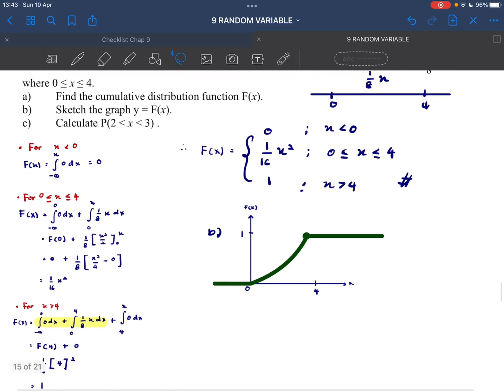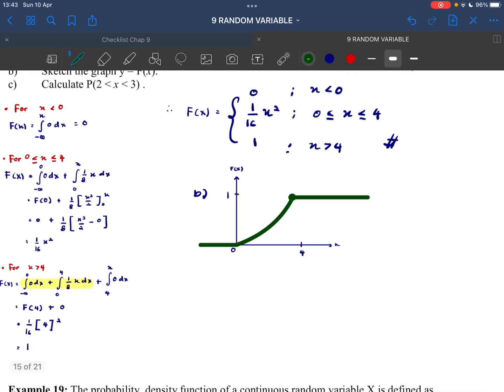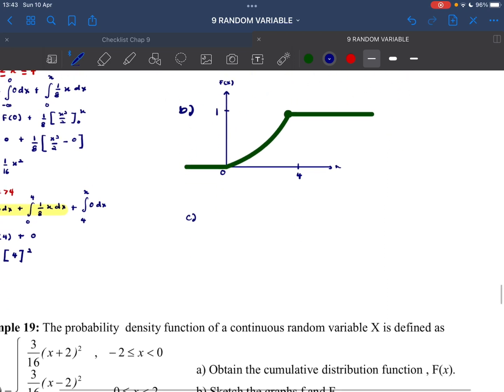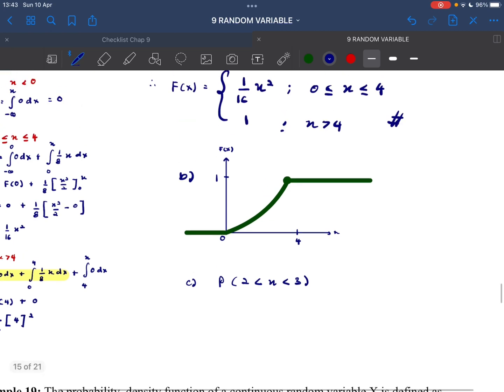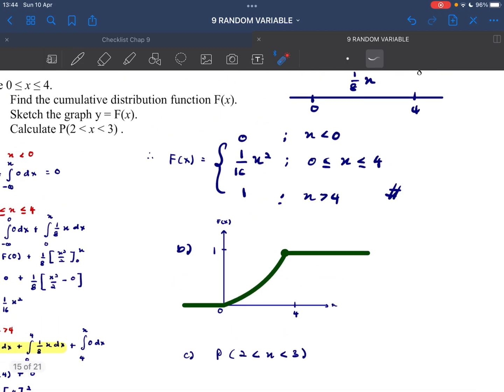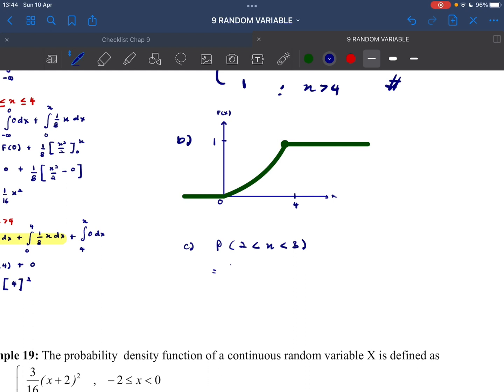And the last one, calculate the probability of x between 2 and 3. You already have the CDF here. As I said, if you don't have the CDF, you only have your PDF, you want to solve probability, you have to do integration obviously from 2 to 3. What function here? 1 over 8x. But you already have the function for cumulative here. So this one will automatically translate as F(3) minus F(2).